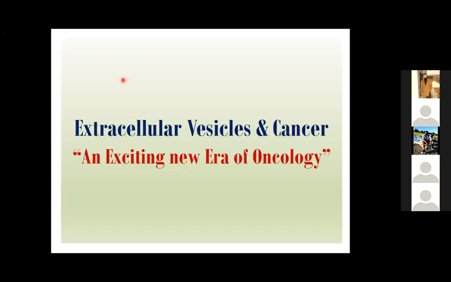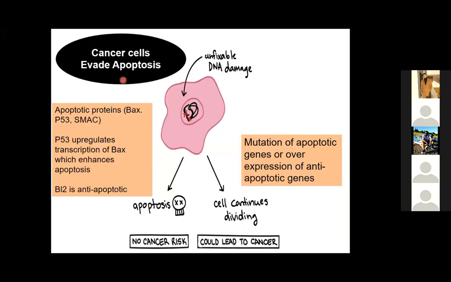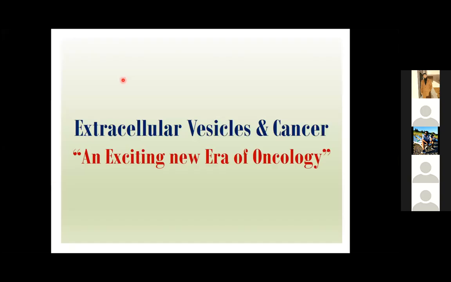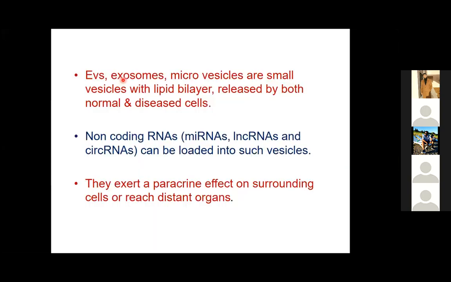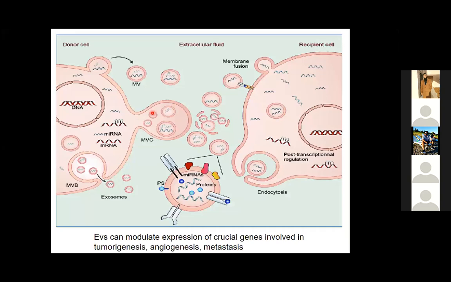Now, another exciting era of oncology is the discovery of the extracellular vesicles and their relationship to cancers. What are the extracellular vesicles? They are the exosomes or the microvesicles that are normally released by normal or diseased cells. So you can have a normal cell or a diseased cell releasing these exosomes.